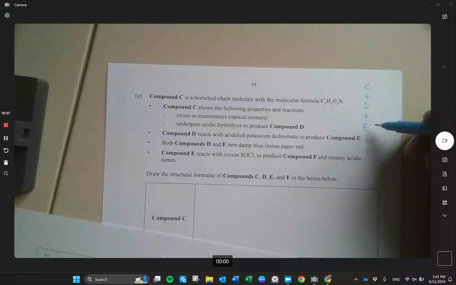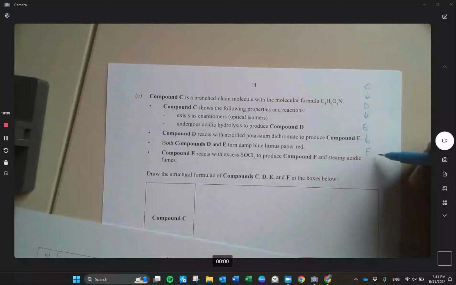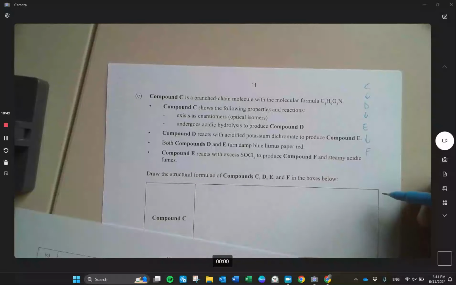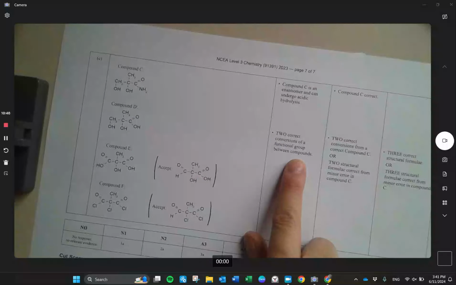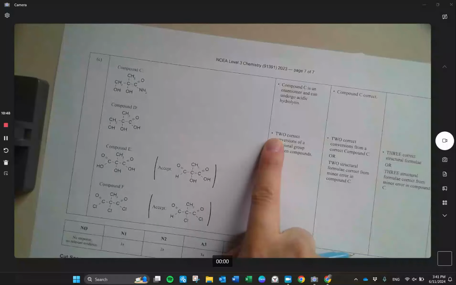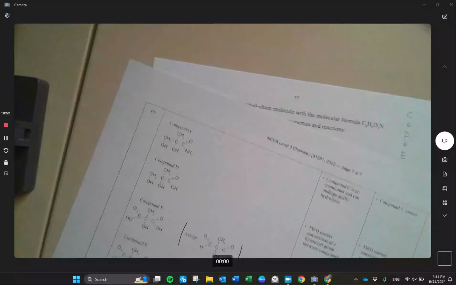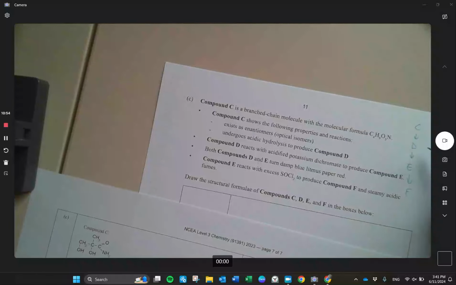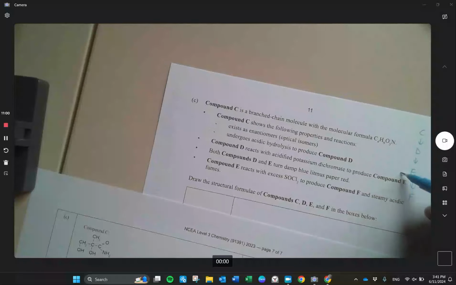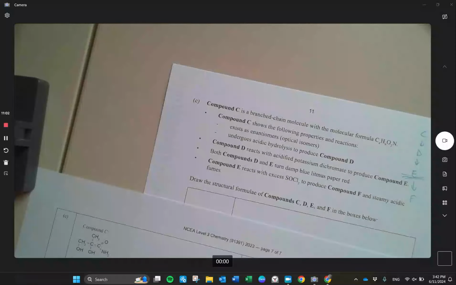When you look at the achieve points, it wants you to do 2 correct conversions of functional groups between compounds. They basically act like you don't have to get the whole molecule right, but you need to know, if I'm going from C to D, what D to E is. So you need to get to this point of the question to get it achieved, which is really, really hard. You've had other questions like this, but they're more scaffolded or more generous with the marking schedule, like this one over here.